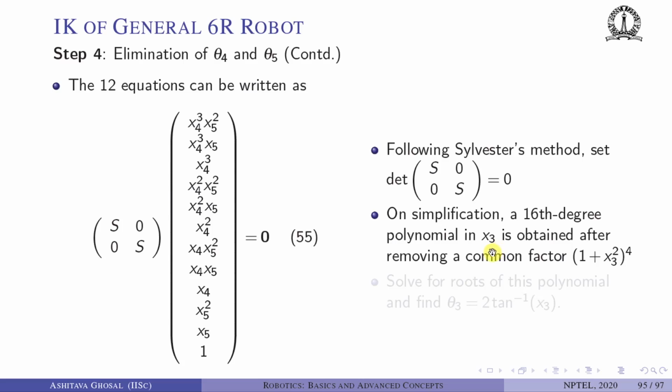Okay. So if you do the algebra, if you do the simplification, you will actually get a 24th degree polynomial in x3, but there are these common factors, which is (1 plus x3 squared) to the power 4, which can be removed. This can never be 0. So we can solve this 16th degree polynomial to obtain theta 3. Theta 3 is 2 into tan inverse of x3, which we get. So how do we solve this 16th degree polynomial? We have to do it numerically.